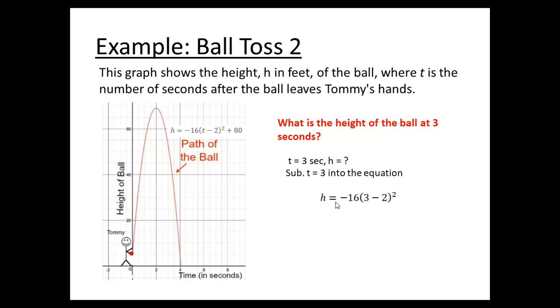So I have h is equal to -16(3 - 2)^2 + 80. So let's simplify. -16 times 1 squared plus 80. Simplify again. h is equal to -16 plus 80, or finally, height is equal to 64. So we know that the ball is 64 feet high 3 seconds after it leaves Tommy's hand.